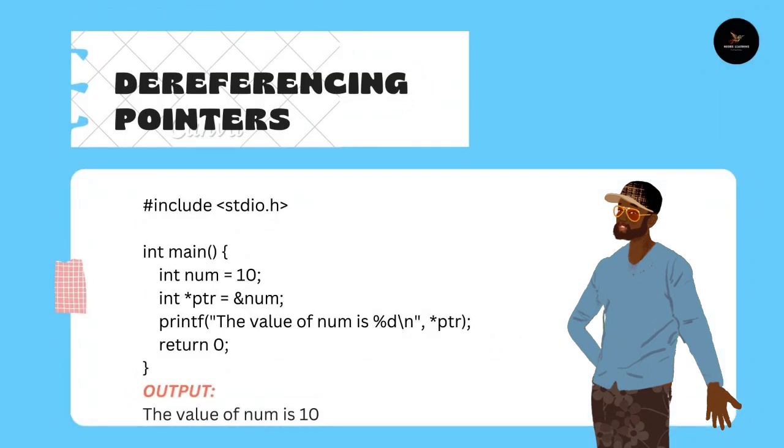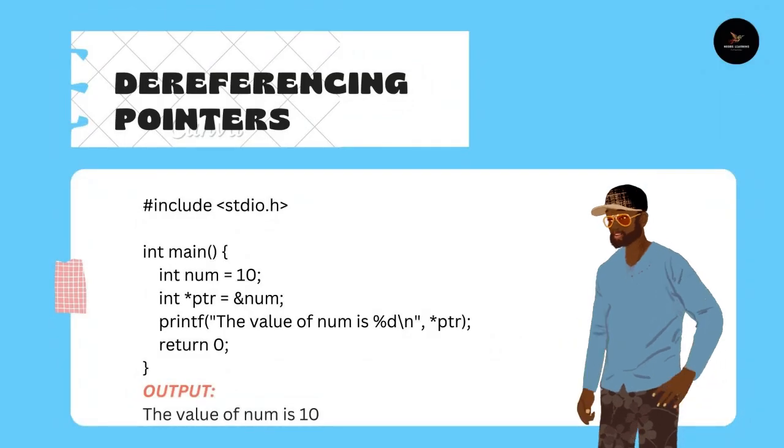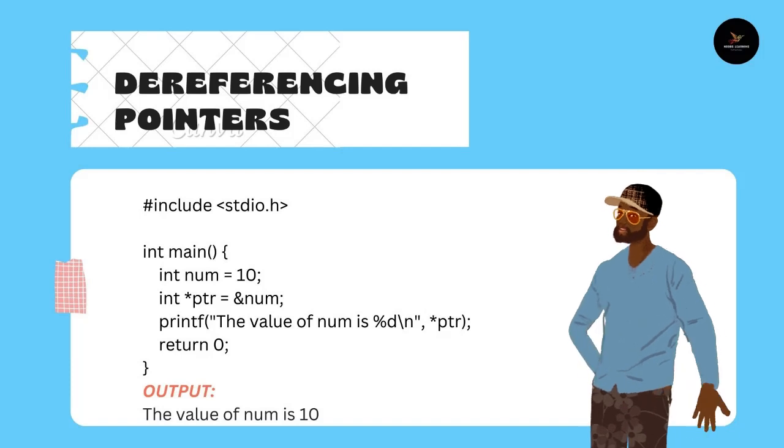Let's now see how to dereference a pointer. Once we have a pointer pointing to a variable, we can access the variable's value by dereferencing the pointer using the asterisk symbol. Have a look at this example.